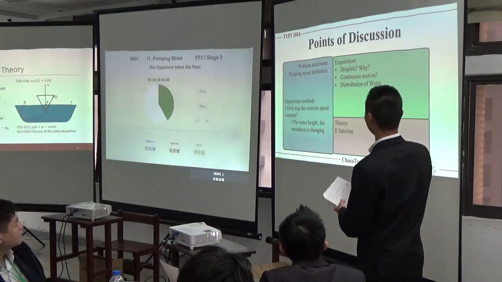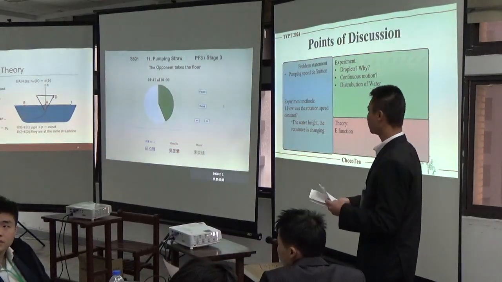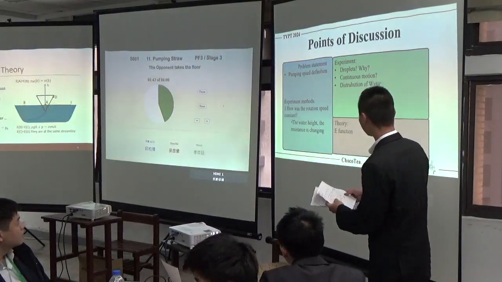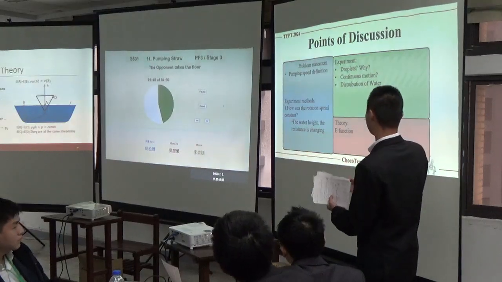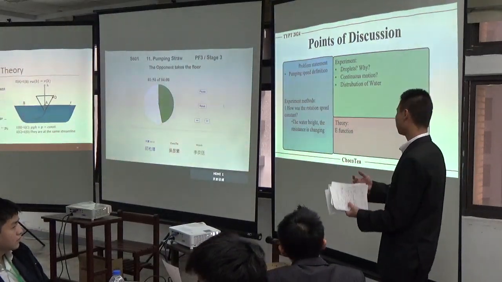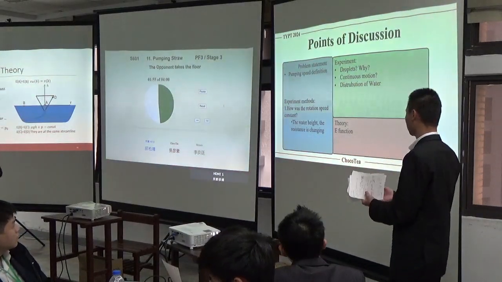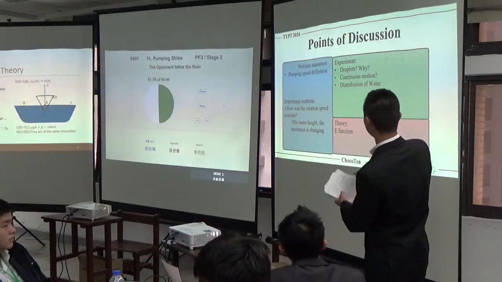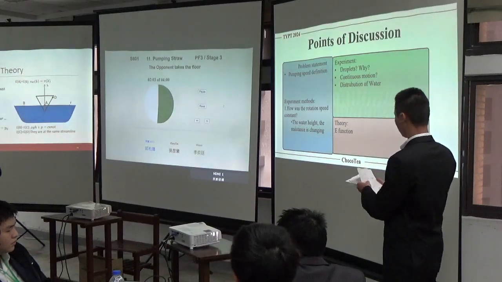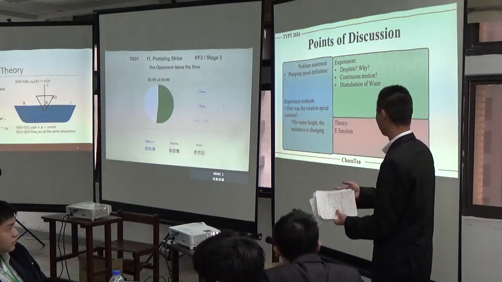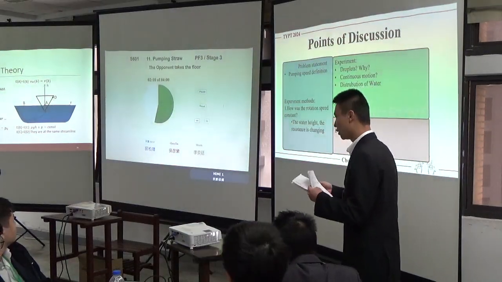About the problem statement part, we will talk about the pumping speed's definition, which I mentioned before. And we'll also talk about his experiment methods. So, such as how was the rotation speed constant during the process? And because the water height is changing, the resistance should change with this. And about the experiment part, I will ask him about the droplets and whether it's a continuous motion, and also the distribution of water being pumped. So let's start the discussion.